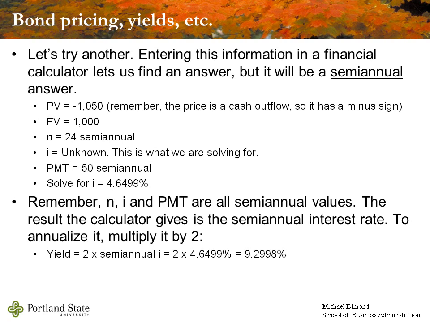This is what we're solving for. When we solve for I, it's going to give us a semi-annual answer of 4.6499, so almost 4.65% semi-annually. In order to annualize that, we multiply it by 2. So the yield on this bond is going to be 9.2998%, almost 9.3%.